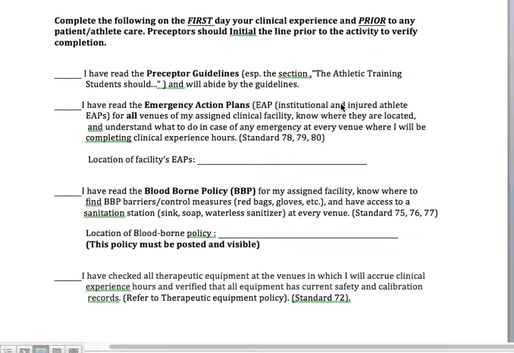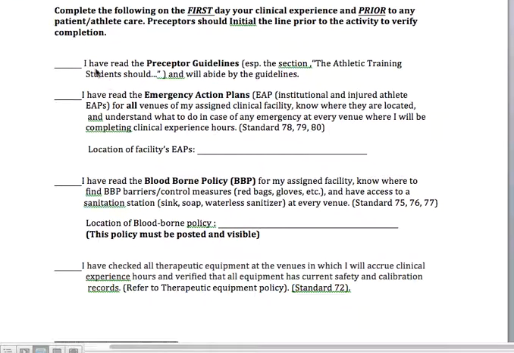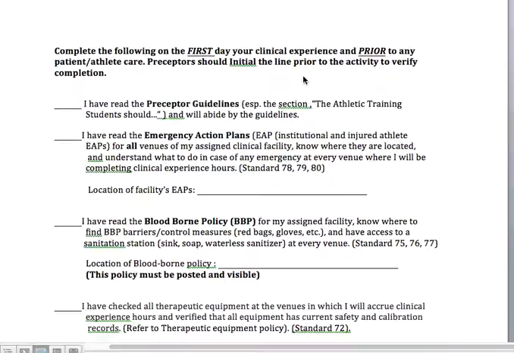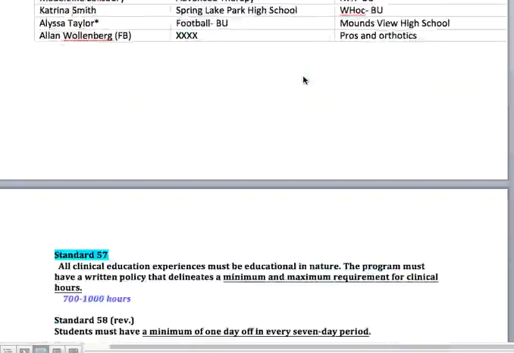All right, this is very important that you do it this next week. You will complete the following on the first day. However, we're actually past that, obviously. Preceptors will be initialing this line prior to the activity. So there's 4 things that they need to initial that you need to do. The first one is to read the preceptor guidelines and abide by those guidelines. These guidelines are in your packet, so you should be able to find these. Sorry, I'm going the wrong way.